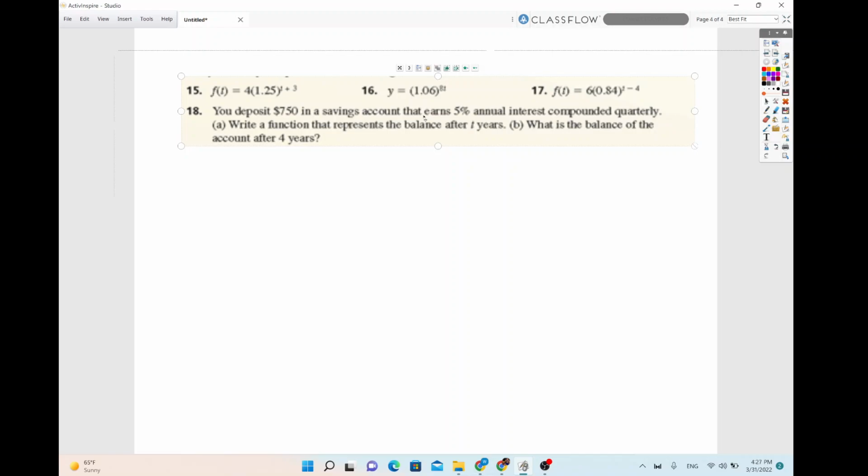15. f of t equals 4 times 1.25 to the power of t plus 3. It doesn't matter what happens with the exponent if it is all positive, it's all about the base. If the base is greater than 1, and the power here is positive, greater than 0, then this must be the exponential growth model. You can always plug in some numbers for x and evaluate y: as x is getting bigger and bigger, y is also getting bigger and bigger. So this one is called exponential growth.